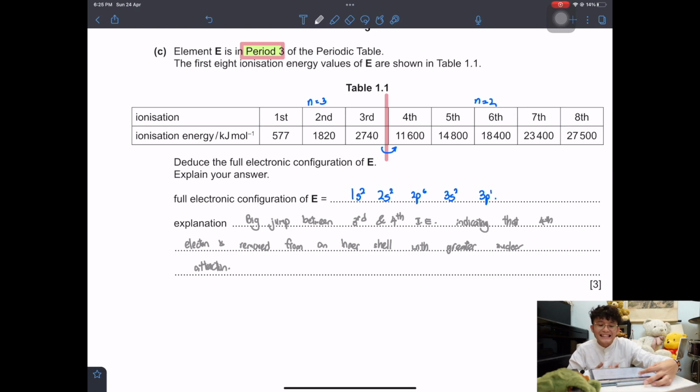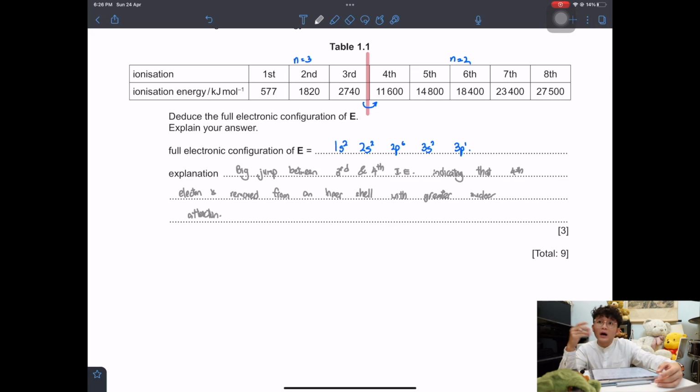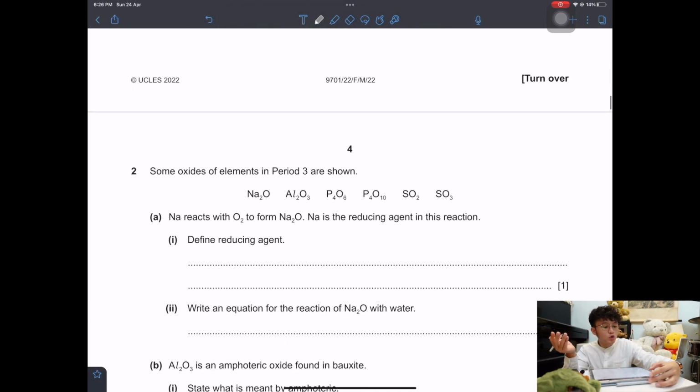Done. 3 marks, easy. So I believe the first question is not too hard. If you master IE, you should be able to get all 9, no problem. Next, let's move on to chapter 2.